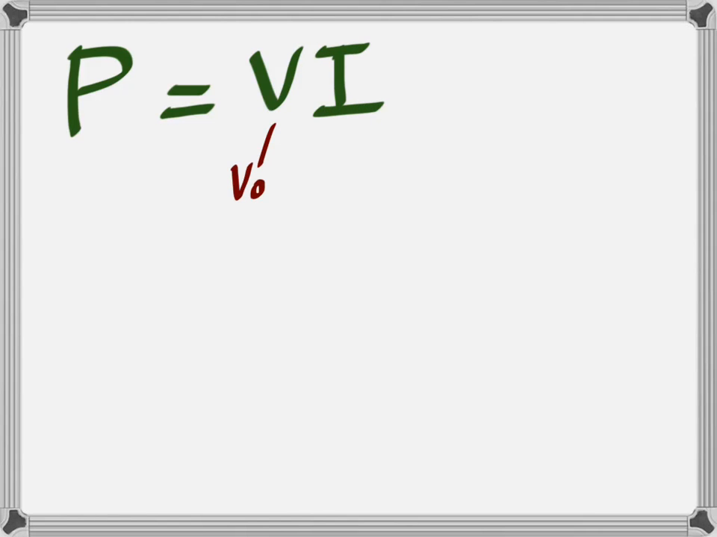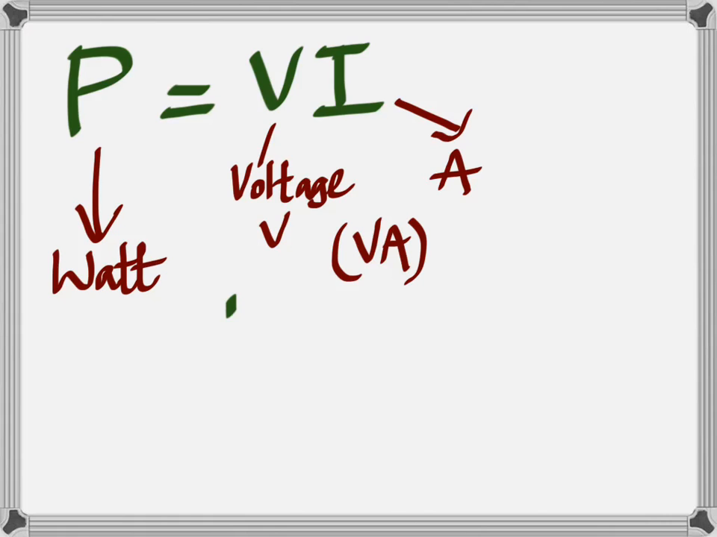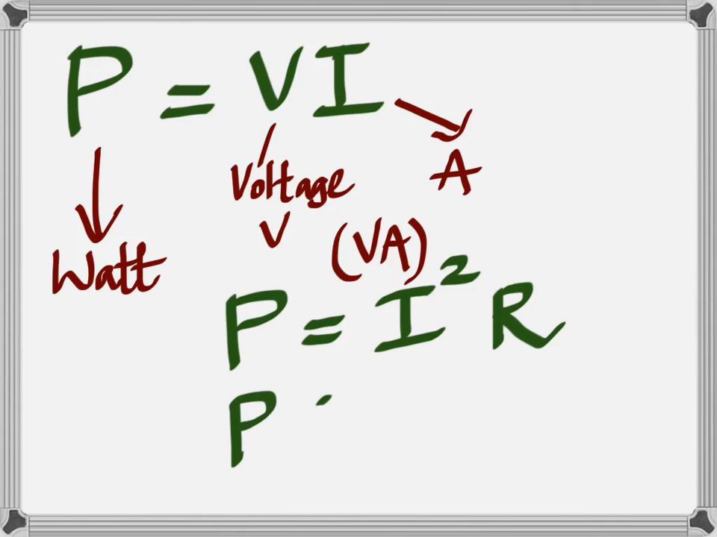Well, then we have power. Power is the product of voltage and current. Voltage is in volts, I, current is amps or ampere, and power is in watts. There are two other formulas for power. One is power is equal to I squared R, or P is equal to V squared by R. Depending on the situation, you use any one of these formulas.